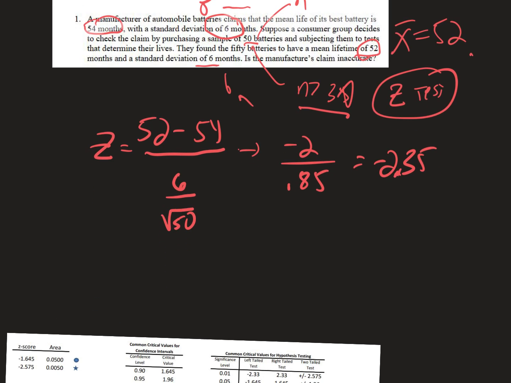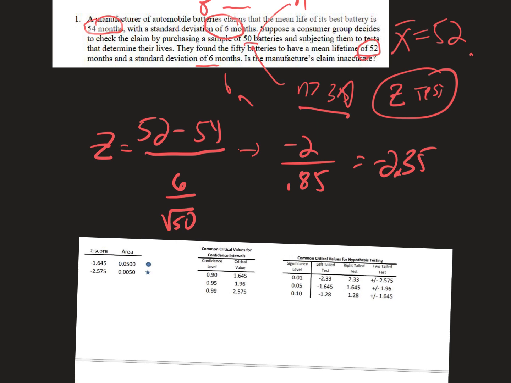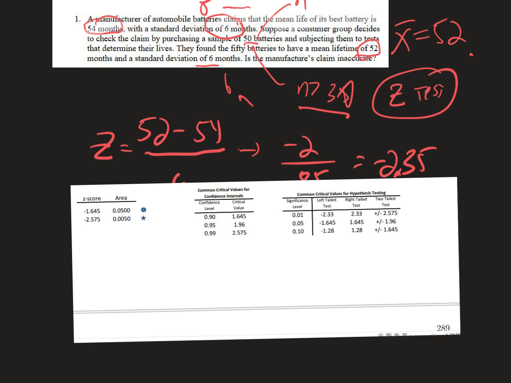Now, where's that critical value? Here it is. Here's the table from the bottom of Dr. Stevens' textbook, and it's on page 288 because I see I cut off 289. So what we're going to look for is the common critical values of z-testing. So this is the critical value for the distribution.